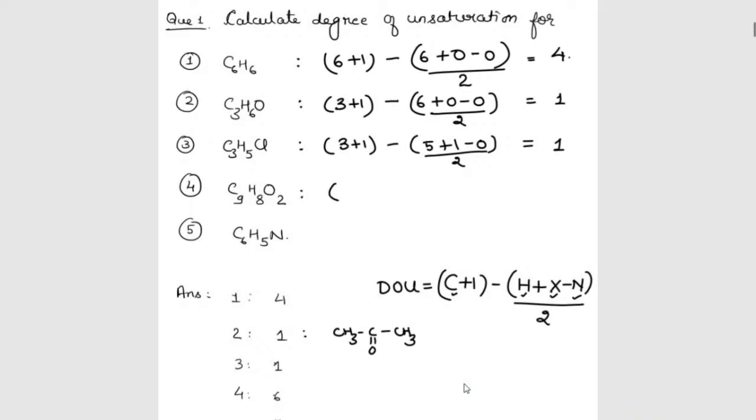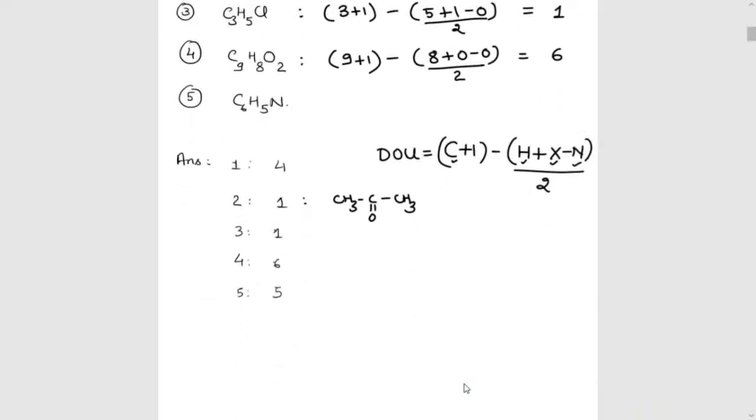Moving to next molecule, C9H8. 9 plus 1, 10. Minus 8 plus 0 minus 0 upon 2. Okay, so 9 plus 1 is 10. 8 by 2 is 4. So 10 minus 4, it is having degree of unsaturation 6, which is quite high. So what could be such a molecule? You know such a molecule. Let me draw here in front of the answer. A possibility of this structure could be something like a cinnamic acid.